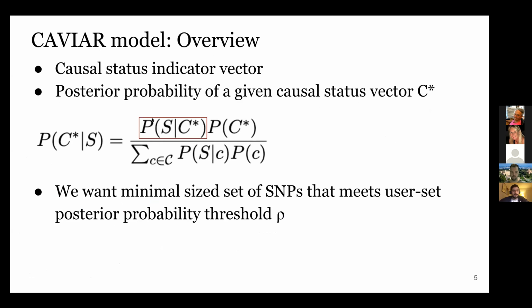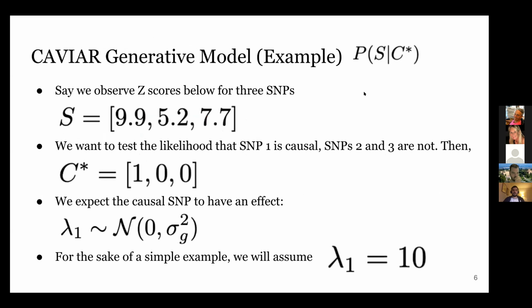Okay, so I'm going to talk about this likelihood here. Again, the probability, given that we assume certain SNPs are causal, that we observe our association statistics. And again, this is just a very simple toy example. So let's say we observe z-scores below for 3 SNPs. Again, this is the Caviar model, so we're just looking at a single study. So we see 9.9 for SNP1, 5.2 for SNP2, and 7.7 for SNP3. And say we want to test the likelihood that SNP1 is causal and SNP2 and 3 are not. So then our causal status indicator vector is going to be 1 for SNP1 and 0 for SNPs 2 and 3.